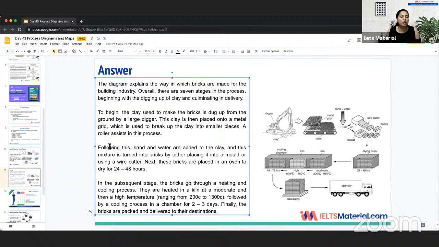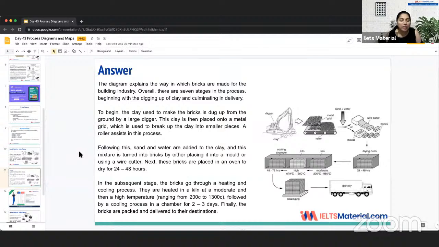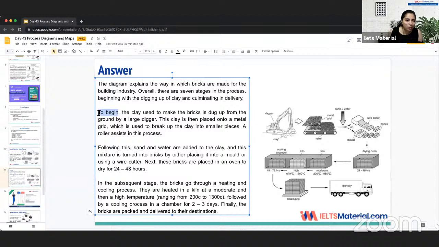Okay, you can take 2 minutes and read the answer, and you can understand how the process is described step by step from the first part. So yes, do focus on the connectors. The connector to begin with is in the first part: "Firstly, the clay used to make the bricks is dug up from the ground by a large digger." That is a connector. So the first connector that is used is "to begin."